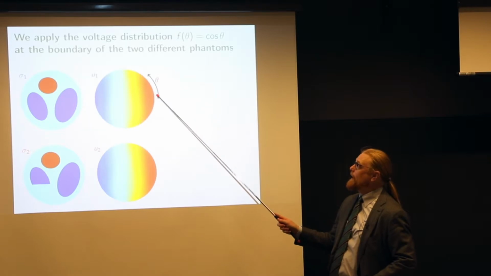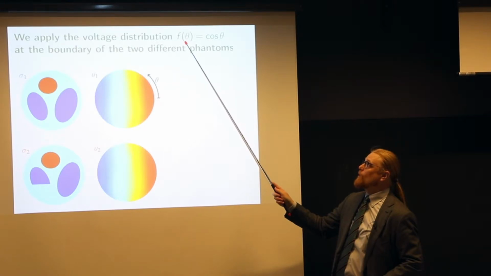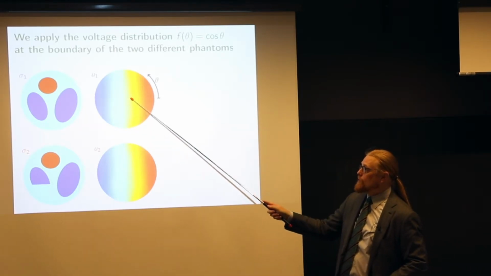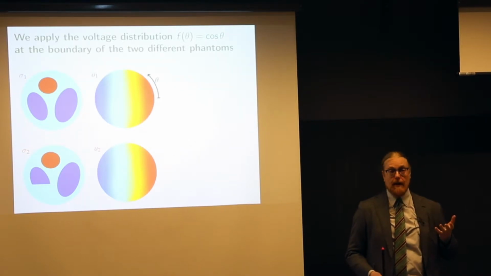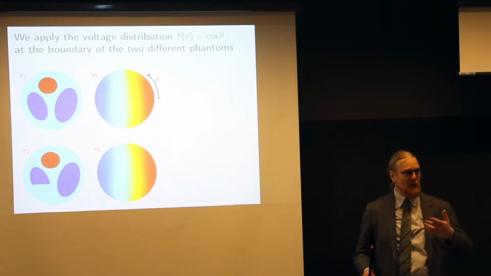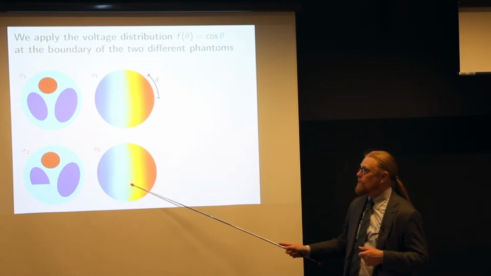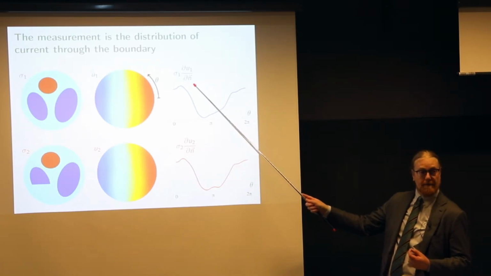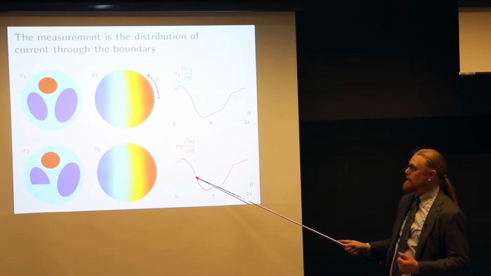So let me take an angle theta from 0 to 2 pi around here, and I will apply the voltage cosine of theta. Apply it at the boundary. And now what I'm showing to you in these pictures is the voltage potential inside the patient. This is something we don't see in practice because we measure at the boundary and we don't cut the patient open. That's the whole point. We want to measure without harming the patient. But this is what nature does. This is how the potential acts inside. What we measure is now the current through the boundary. For the blue patient it looks like this, and for the red patient it looks like this.